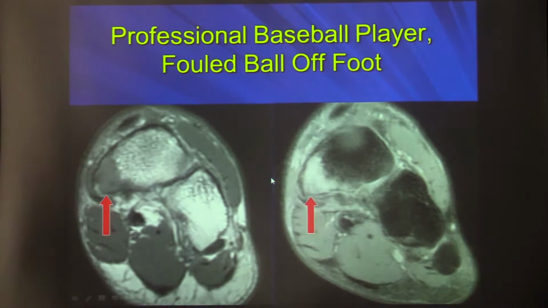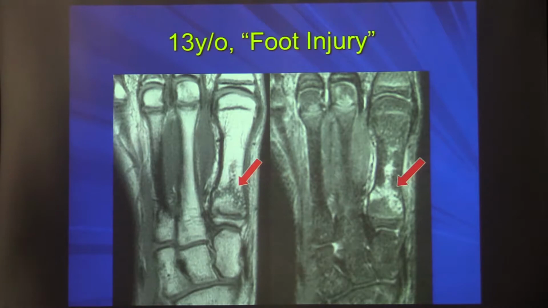Here's a 13-year-old soccer player who had negative radiographs, came to MRI, and we can see this fracture just beyond the physis in the proximal aspect of the bone, non-displaced. No surprise that we can't identify it on radiographs.